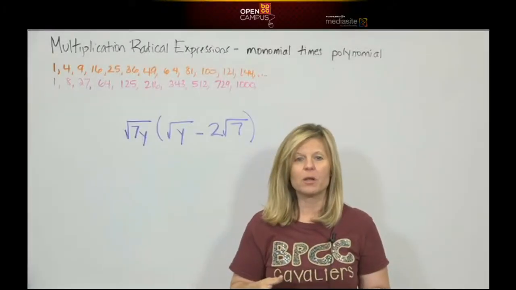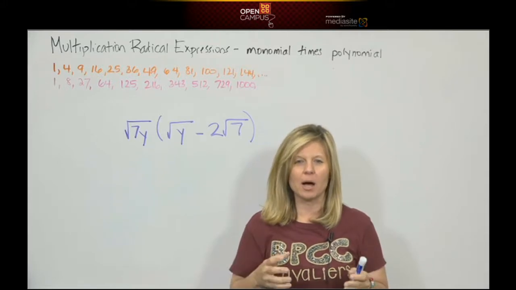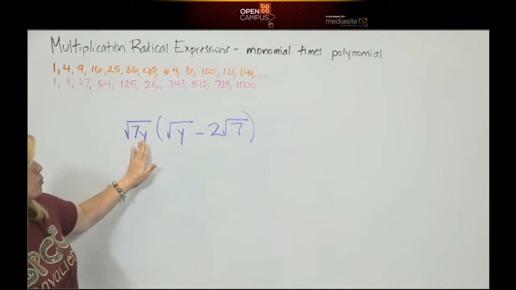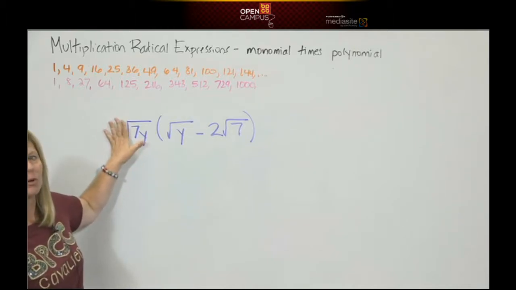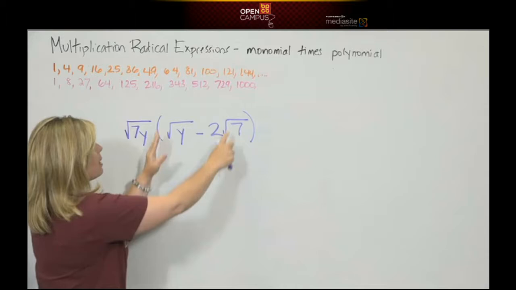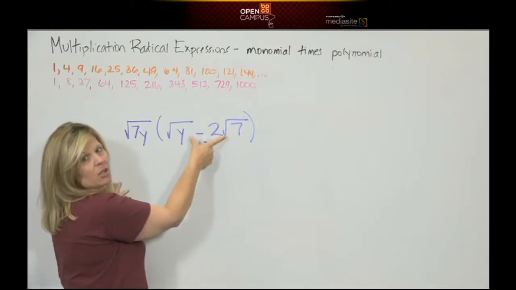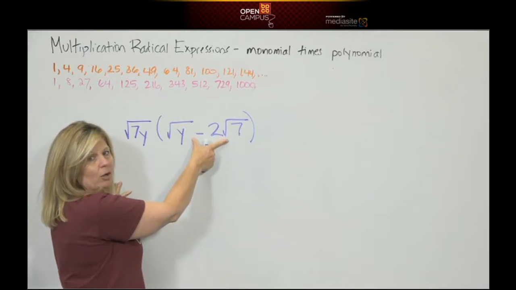Okay, let's look at multiplying a radical expression that has a monomial and a polynomial. So if you look here, I have square root of 7y, which is a monomial. It's connected by multiplication. Inside my parentheses, I have square root of y minus 2 square roots of 7. So there's two terms here, which is a binomial.